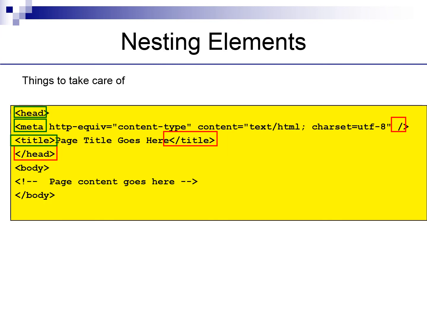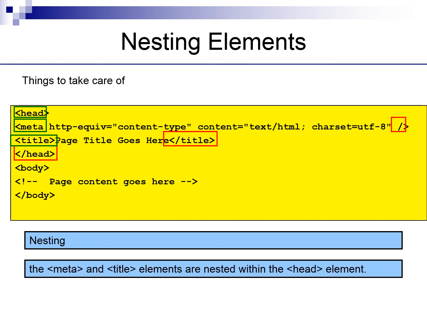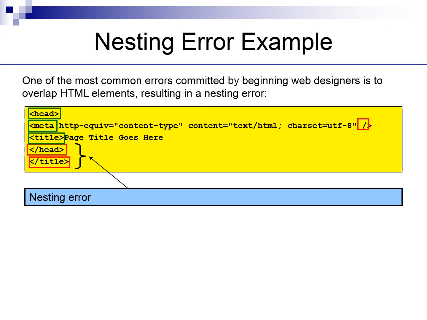Nesting of elements is very important. When we write XHTML code, we must take care the elements are properly nested. Nesting means an element is completely contained within another element. In these lines of code, the meta and title elements are nested within the head element. Now let's look at a nesting error example. One of the most common errors committed by beginning web designers is to overlap HTML elements, resulting in a nesting error. In the above example, the head element was closed before the title element was closed. A nesting error like this can cause serious problems when the web page is displayed.